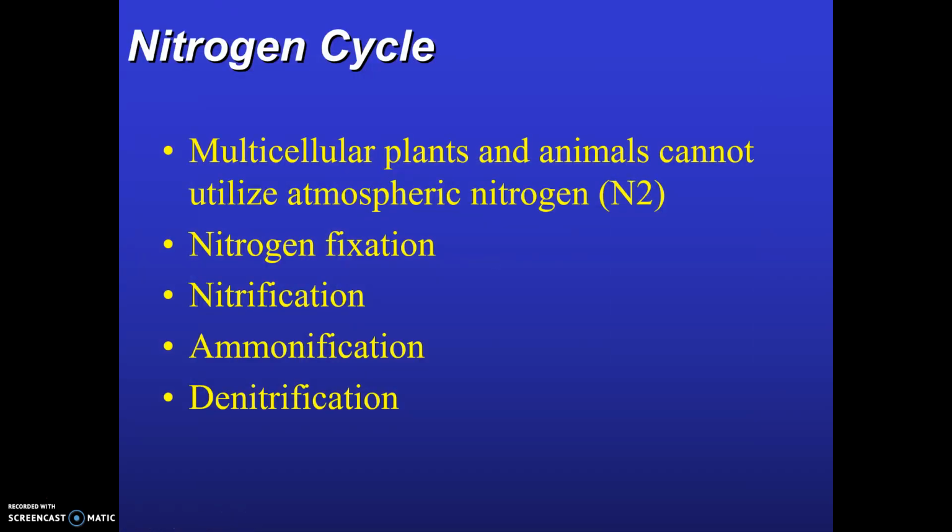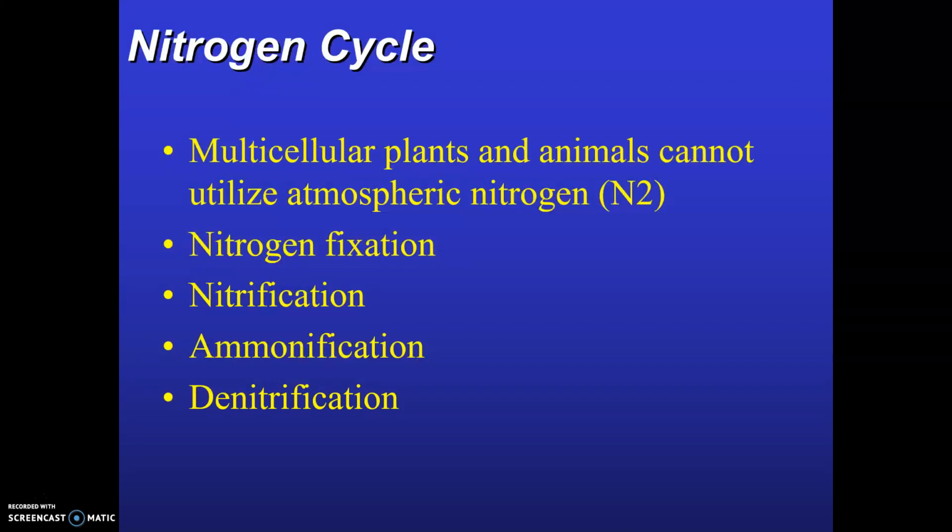So let's look at the nitrogen cycle. There are some key terms here: nitrogen fixation, nitrification, ammonification, and denitrification. Nitrogen gas is N2, and it makes up about 78% of the atmosphere and cannot be used directly by most living organisms. Instead, nitrogen goes through some reaction phases in order to be used by living organisms. So the nitrogen cycle includes the following steps.